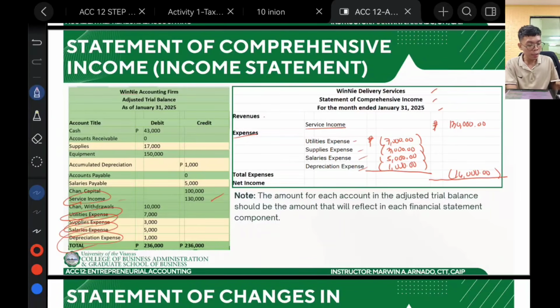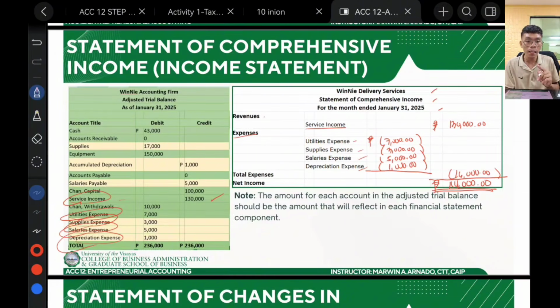Okay, so subtracting, 130,000 is our service income, and 16,000 is our total expense. That would give us an income or a net income of 114,000. So since your income is higher than your expense, therefore it's a positive.